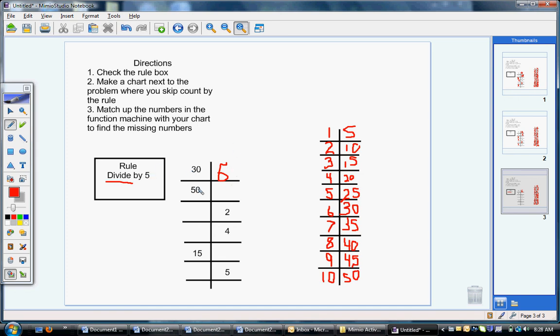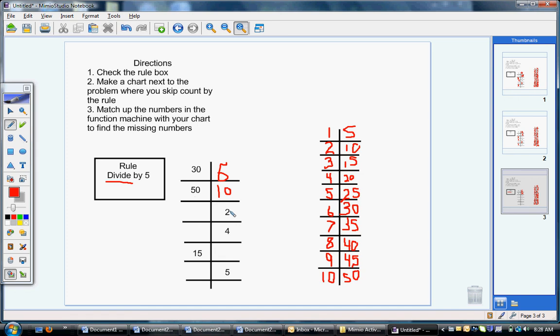Same thing for this one. Now I'm looking at the 50. Can you find in my chart what matches up with 50? If you saw 10 matches up with 50, you would be absolutely correct. So I'm going to go ahead and put the 10 here. That's because if I take 50 and I put it into 5 piles, there will be 10 in each pile. I can also think of it as 10 times 5 equals 50.